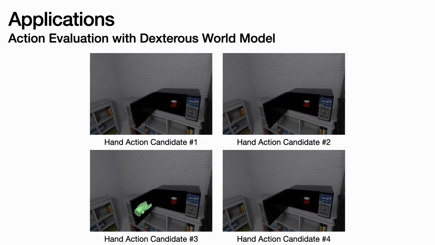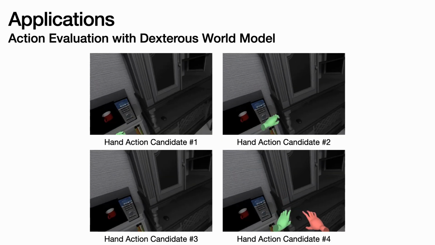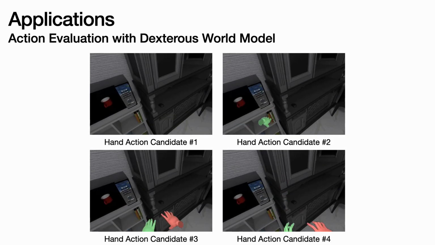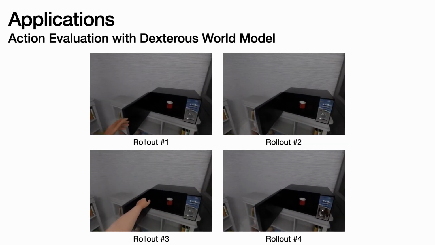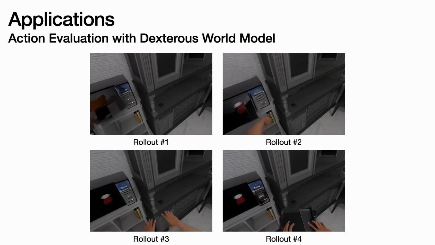Here are 4 candidate hand actions for the same static scene. Each candidate represents a different possible action trajectory. Instead of executing these actions in the real world, we first simulate their consequences with DWM. Each rollout shows what the model predicts would happen if that action were performed in the scene. These simulated outcomes can then be ranked according to the task goal.